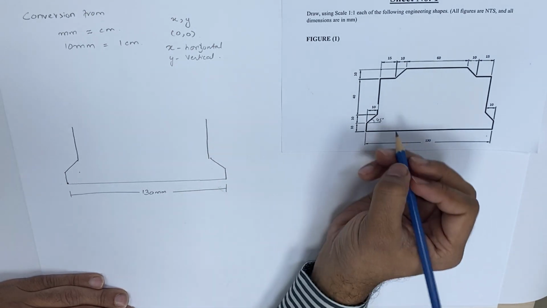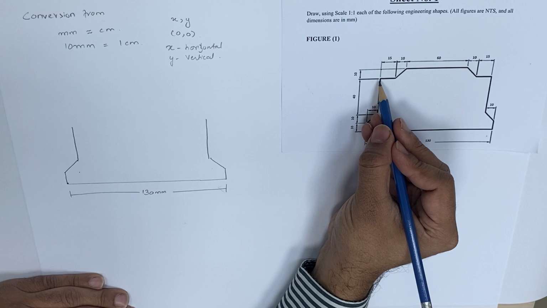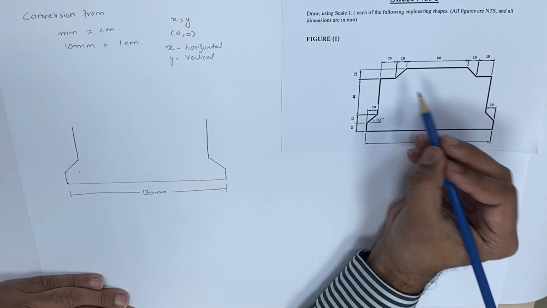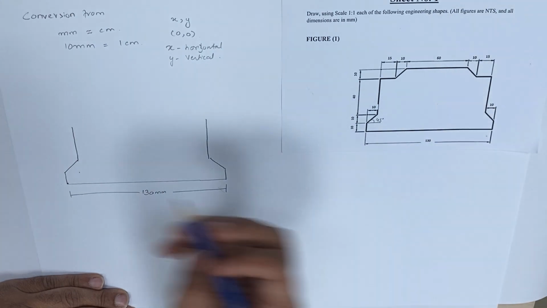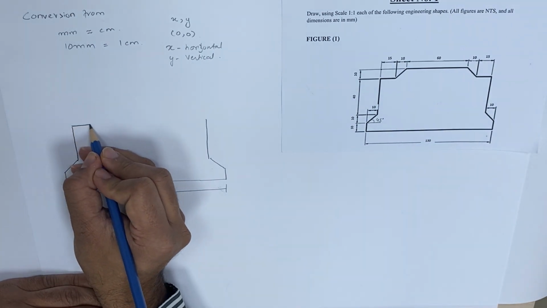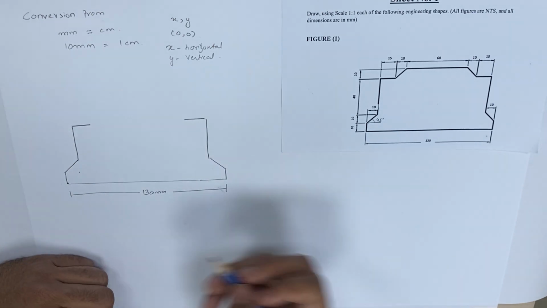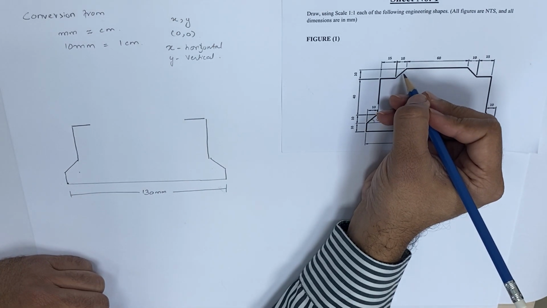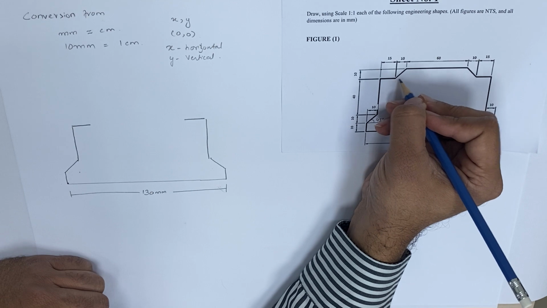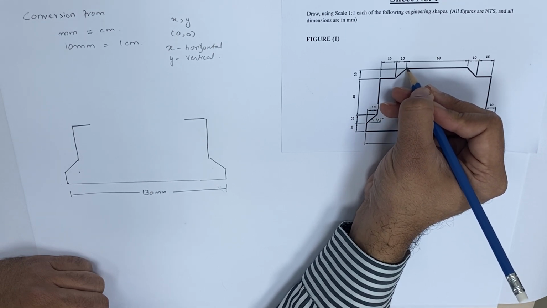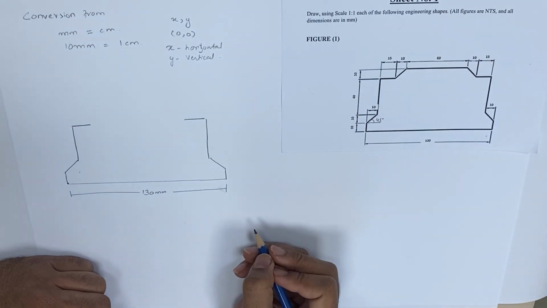Now you have to draw a line of 15 mm on both sides, which means 15 centimeter. So just make a line of 15 centimeter on both sides. Again, you have a horizontal line, vertical line, then you have an inclined line here. So you have to reach this point.